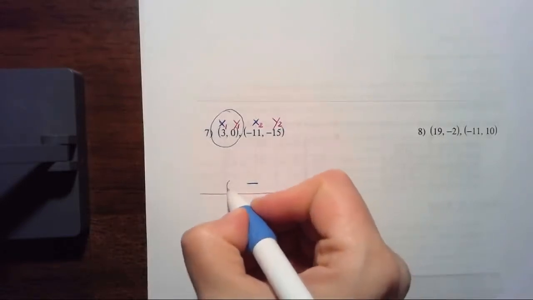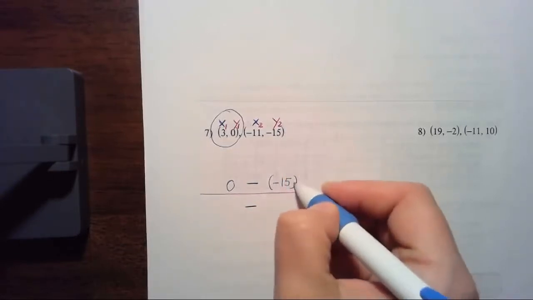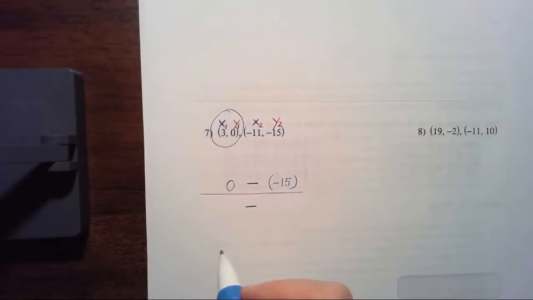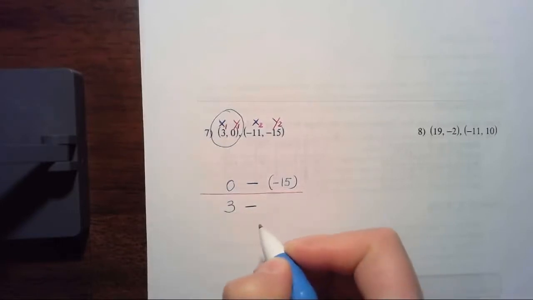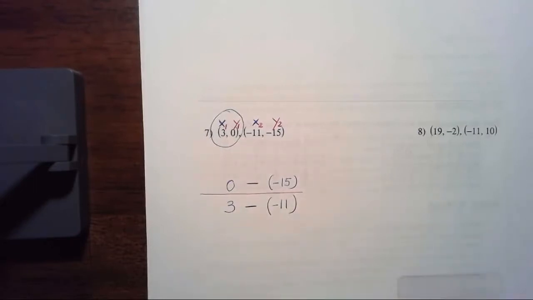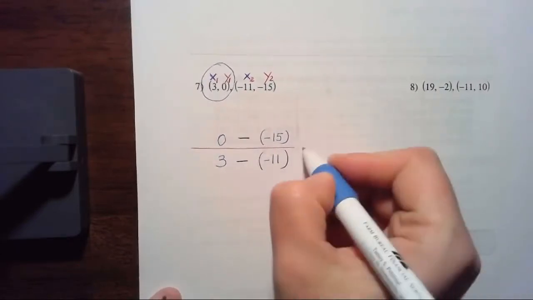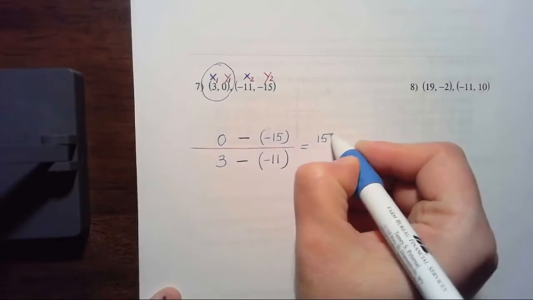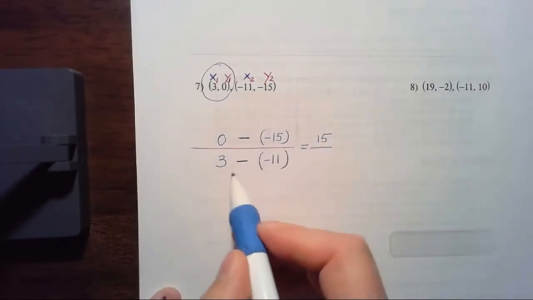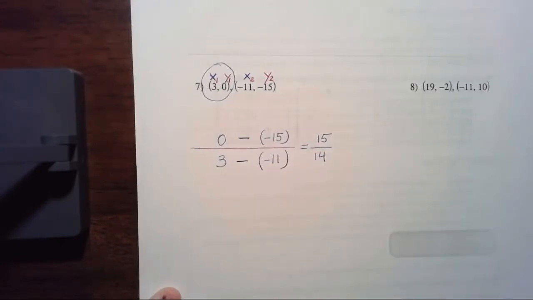So let's do it. 0 minus 15, because -15 was my other y. Now I'm doing x's once again. I'm going to start with this one. So that's 3 minus, in parentheses, -11. Now careful with integers. Negative and negative will make it positive, so that is 15. And on the bottom, 3 plus 11 is 14. So 15/14. Okay, number 8, go ahead and do it.